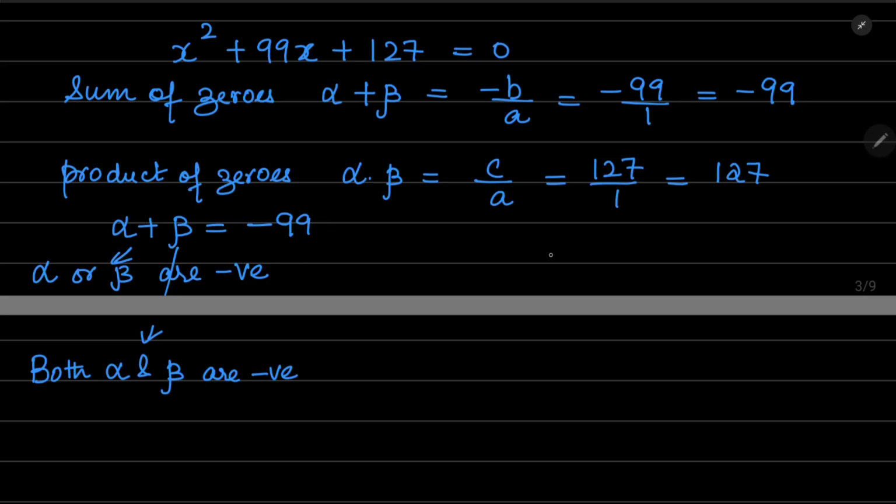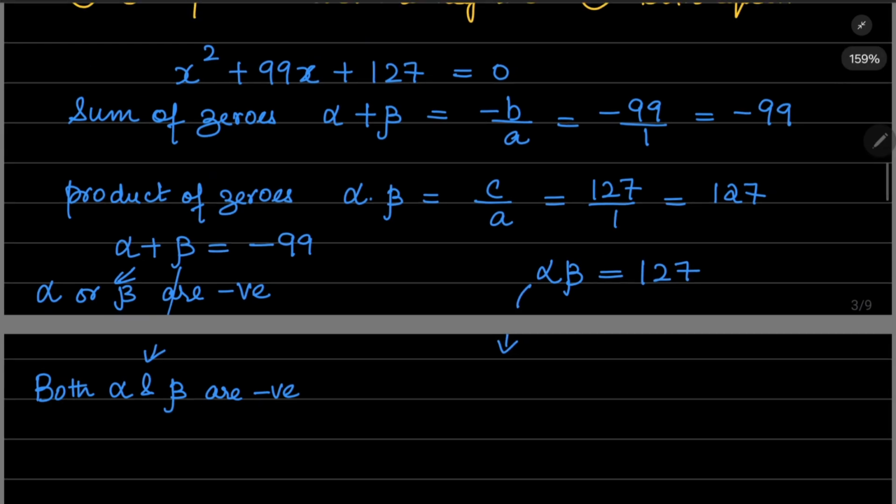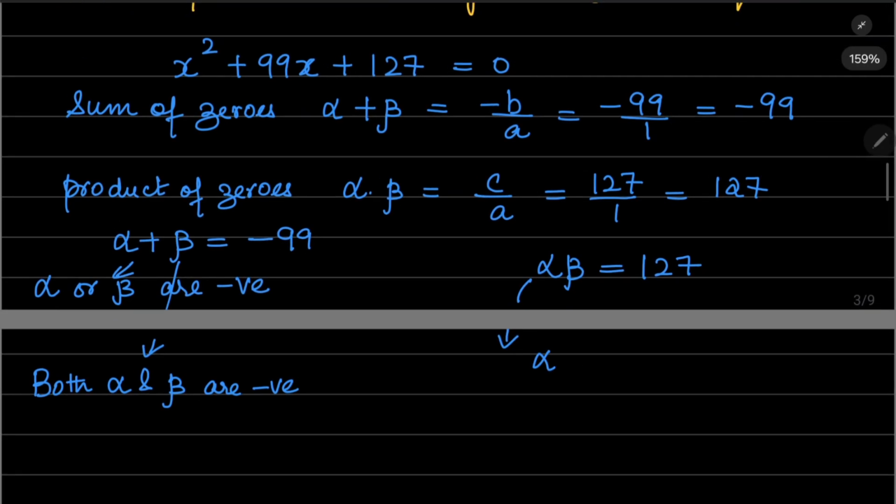Now let us talk about the product. If alpha multiplied by beta has to be 127, again there are cases. It could be that alpha and beta are both positive because the product is positive, or even if alpha and beta both are negative, negative into negative is positive. So alpha and beta are both negative.